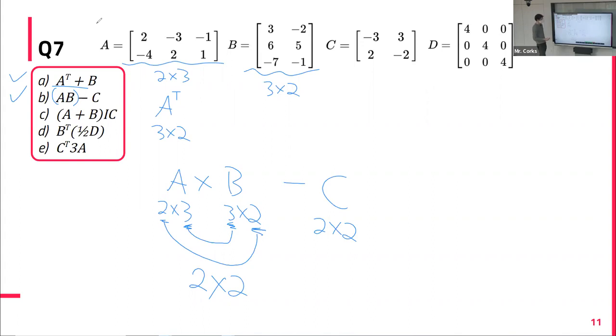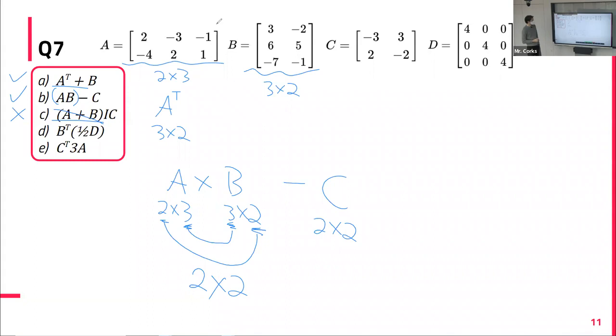C here, possible or not? Why not? Okay, this is the A plus B here. A and B are not the same dimensions. That part does not work. The times I, that would be fine, but this part does not work, so that's not possible.